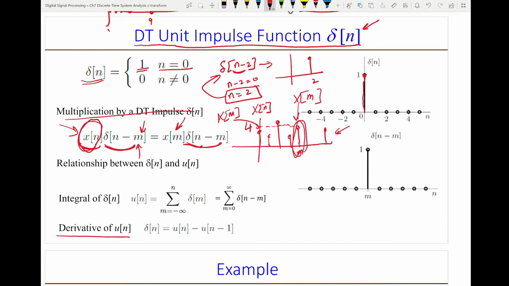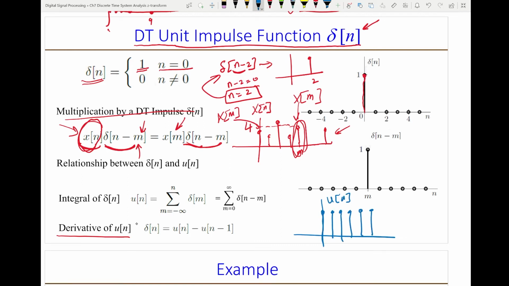Now, the derivative of u of n. In the continuous case, du of t dt equals an impulse. Now let's look at the discrete case. Well, if I have u of n, then it is this.